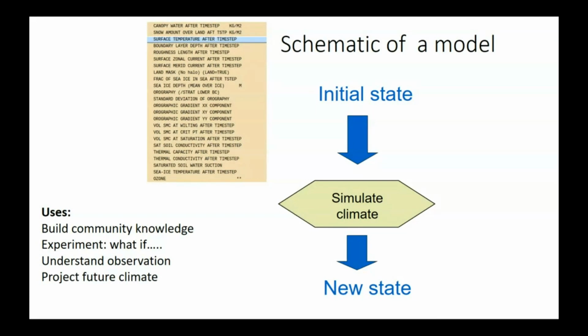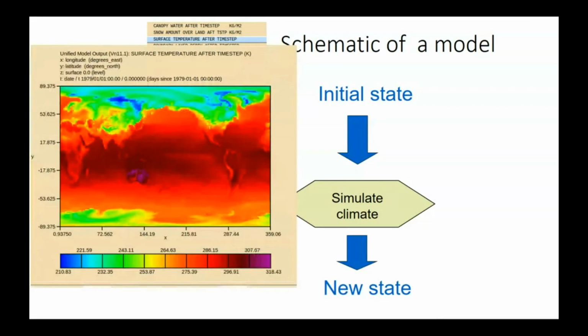This shows a tiny fraction of the kind of data in that state. And an example is here, the surface temperature. There's also ancillary data, which is the inputs to the calculations, such as solar intensities and greenhouse gas concentrations.